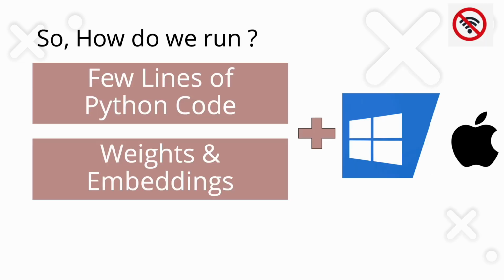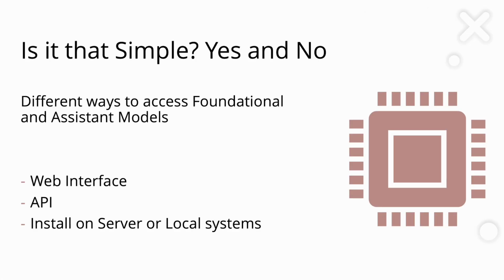So how do we use it? There are multiple ways. One way, which I did a few years back, was to download the model. Those models have parameters, which are weights and embeddings. We'll deal with embeddings in a moment. Weights are nothing but the parameters. With a few lines of Python code, you can run it on your Windows or Mac machine with GPU support, as a self-contained system without any internet. Is it that simple, just running?